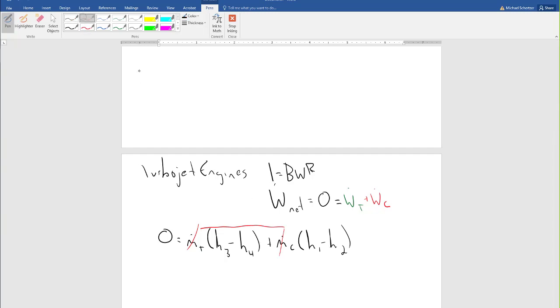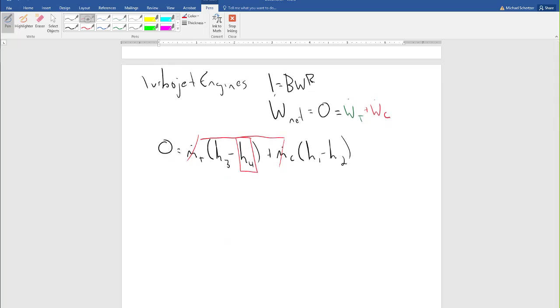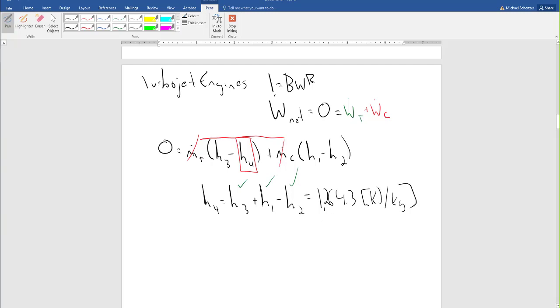The thing that I'm trying to solve for here is H4. So here I can see that H4 is going to be H3 plus H1 minus H2. And I know all of these things already. So this is going to be 264.3 kilojoules per kilogram. Right, so now we have H4.